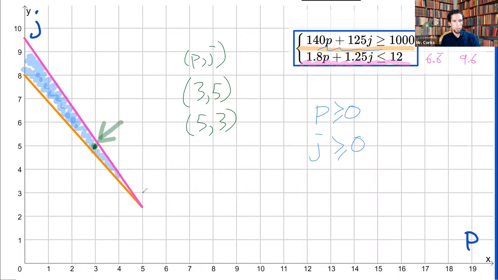5, 3. That looks like this point right here. It's not possible. Yeah, this one is outside. It's close, but it's not actually in the solution space. Let's just do a tiny little extension on this. How many combinations are actually possible here? How many different ways are there to satisfy these two limitations?